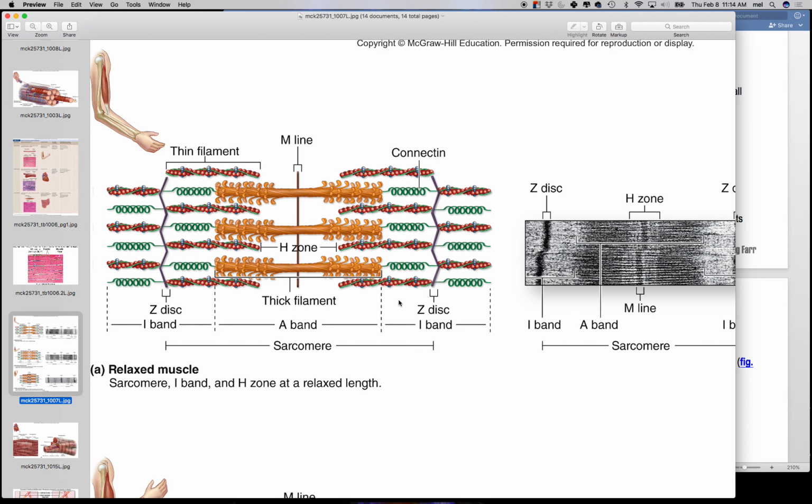Now do that with a whole bunch of cells. You can shorten an entire fascicle. Now do that with a whole bunch of fascicles. You can generate enough tensile strength to actually pull on a tendon, right? And move a muscle, move a bone. Does that make sense? And it's all starting at this level, all the way down here.